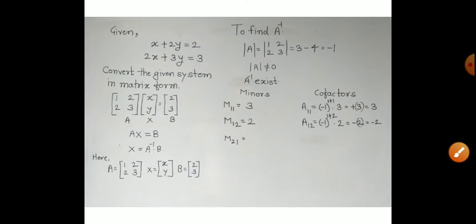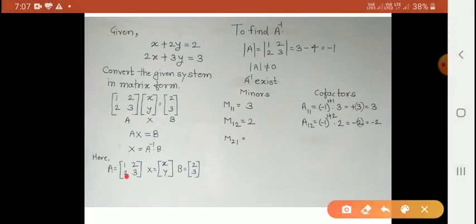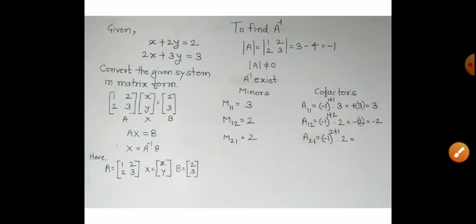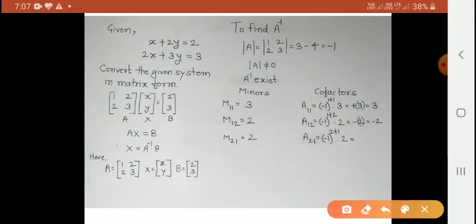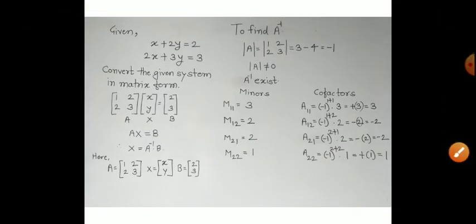Now M21, second row first column element. Delete its row and column, so the answer is 2. So M21 is 2. Cofactor A21 is minus 1 raised to 2 plus 1 into this 2. 2 plus 1 is 3, and minus 1 raised to an odd power is minus, so it is minus 2. Now M22, you calculate M22 and A22 like this.